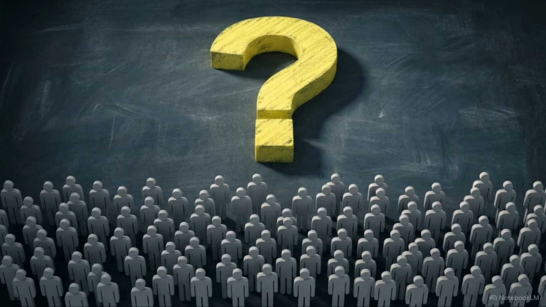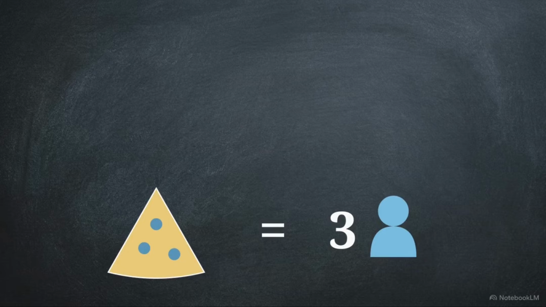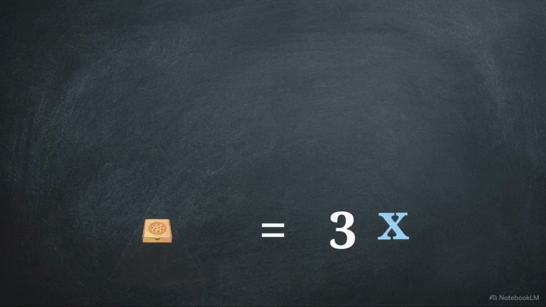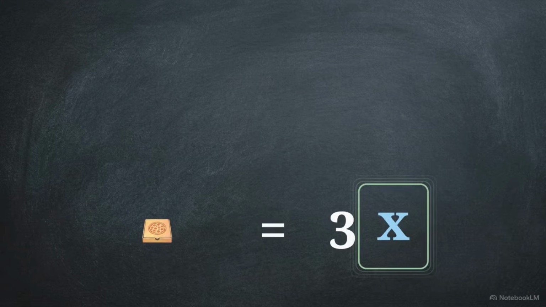But here comes the problem that breaks basic arithmetic. The exact number of friends who will actually show up is currently a mystery. Look at this translation on screen. We take that missing real-world information, the unknown number of friends, and we assign it the letter X. Your equation becomes total slices equals 3x. Watch what happens to the equation now.